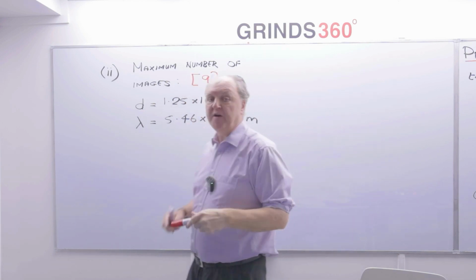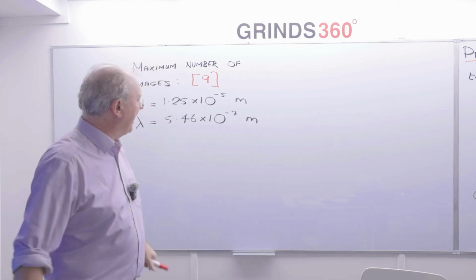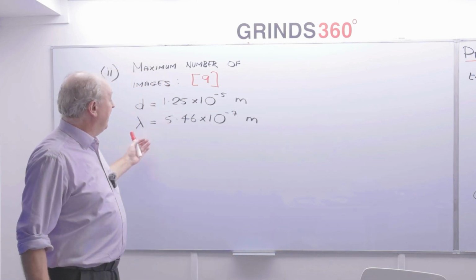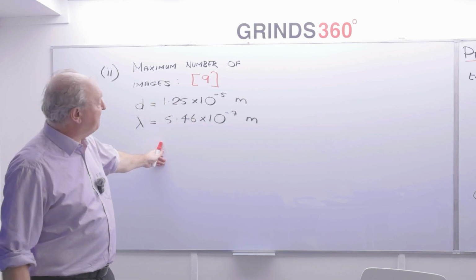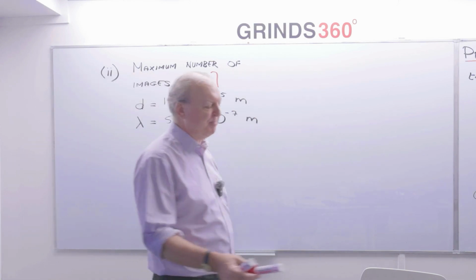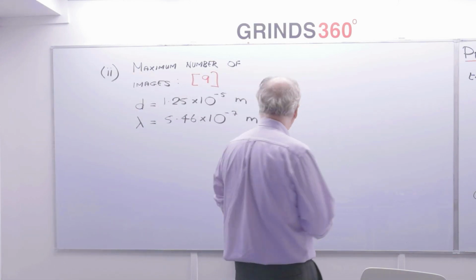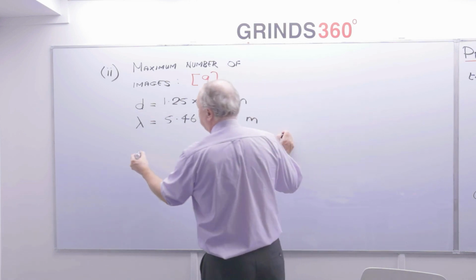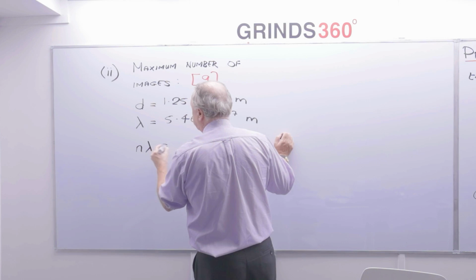What do I have so far? Well, I have d. The diffraction grating spacing is 1.25 by 10 to the power minus 5 meters. We've just worked out the wavelength to be 5.46 by 10 to the power minus 7 meters. Now, what's my technique for doing this question? Well, your formula is n lambda is equal to d sine theta.